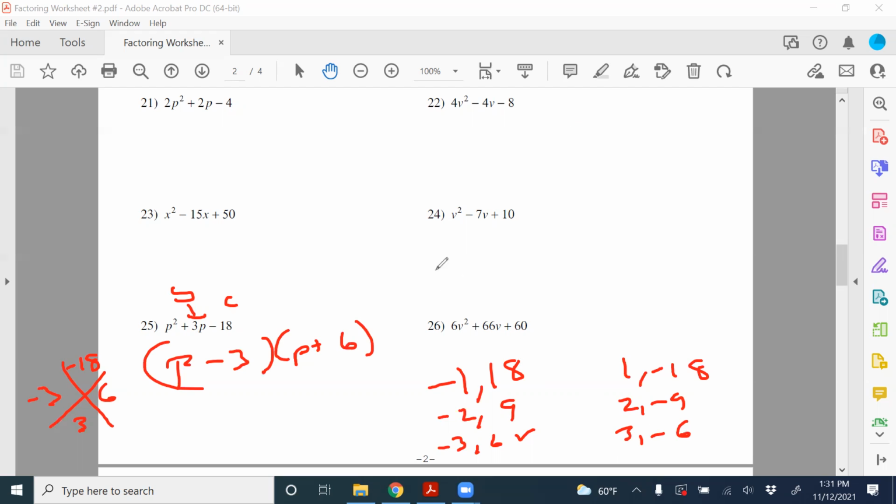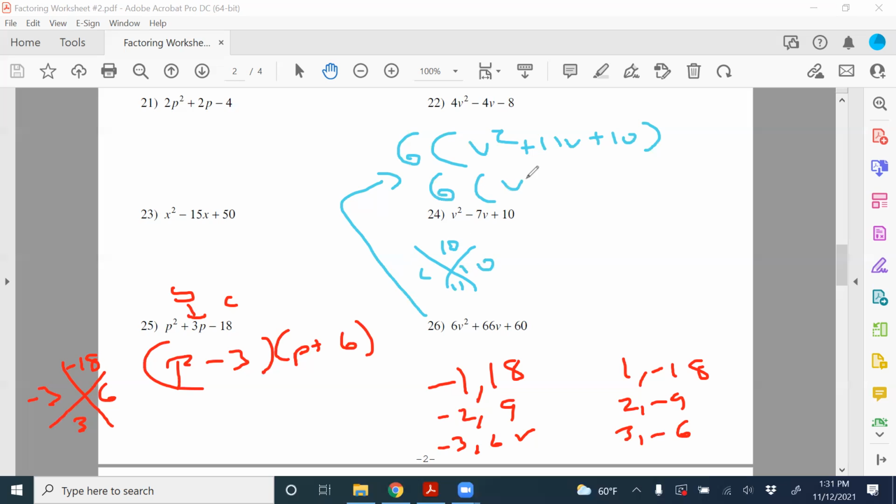Lastly, it might help to pull out the 6 first if you can. And then you figure, oh, that's v plus, well, actually, before I get too carried away, let's do the diamond. 10 and 11. We've already seen this, that's 1 and 10. So 6 times v plus 1 times v plus 10. And still leave the 6 on the outside. So that concludes the video for worksheet number 2.